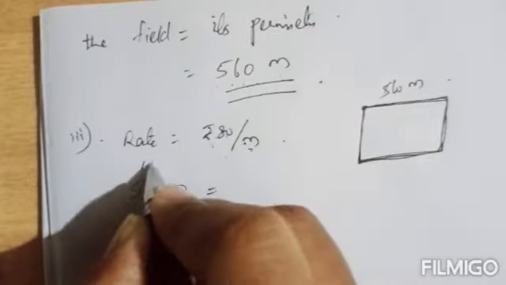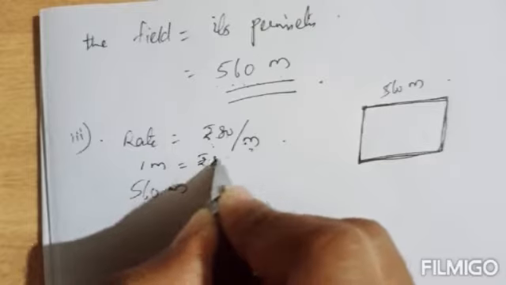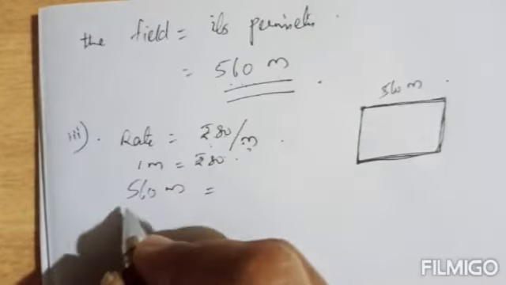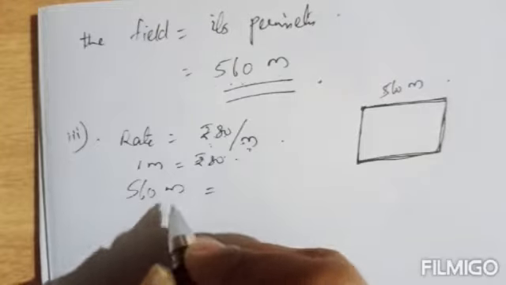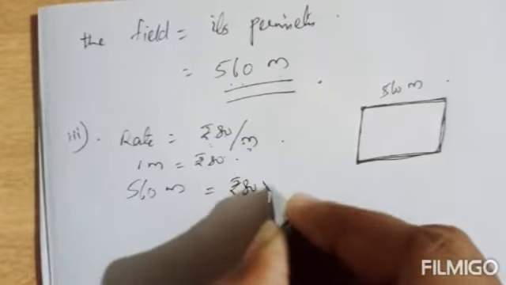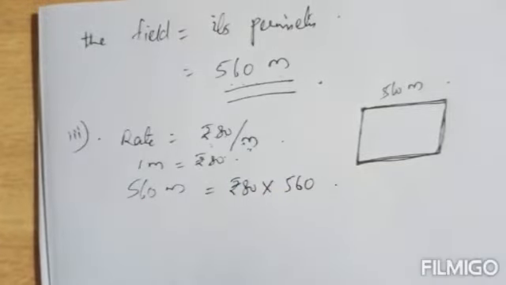For 1 meter it is ₹80. For fencing 1 meter it will cost ₹80. So for fencing 560 meter the amount will be ₹80 into 560.